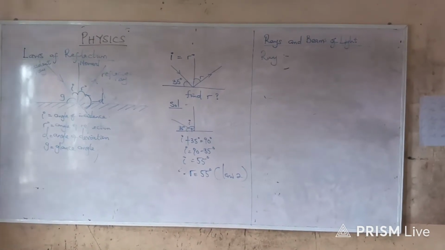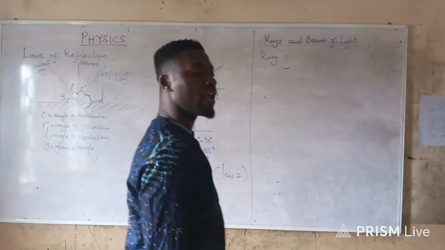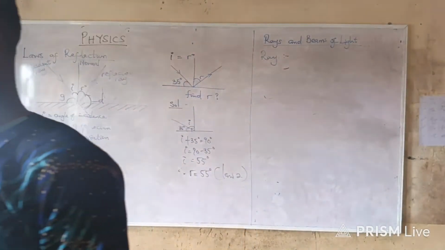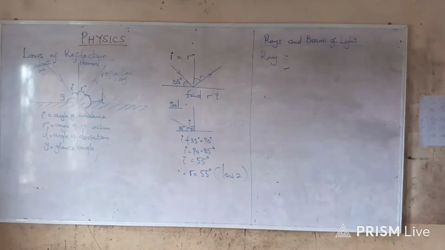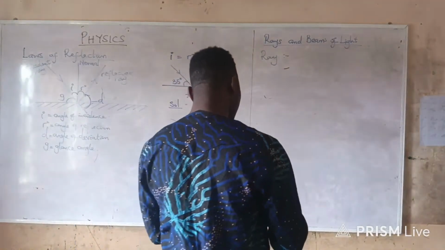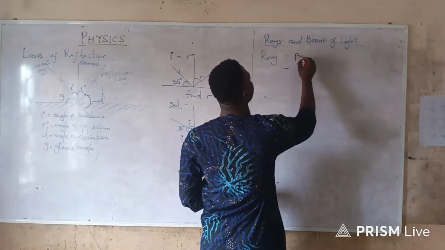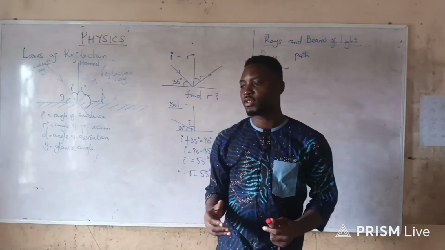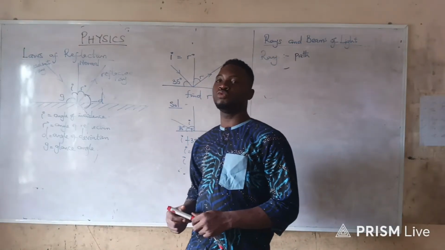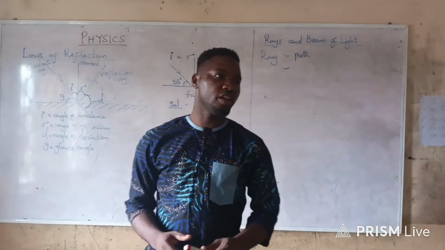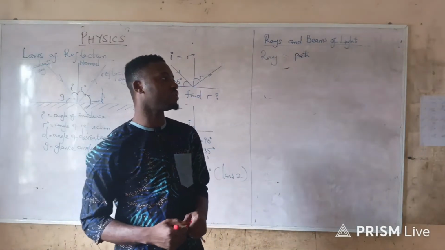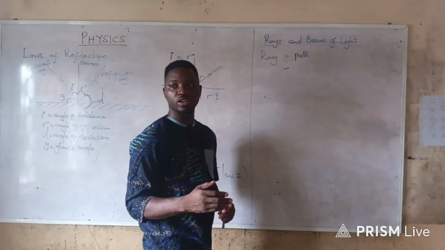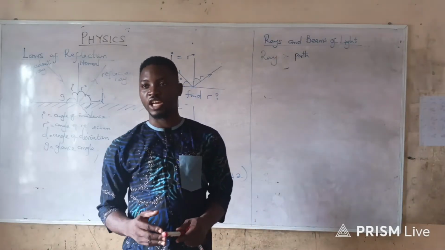What is a ray of light? The ray of light is the path through which light wave travels. Path, P-A-T-H, through which light wave travels. The path through which light wave travels is known as what, everybody? Ray.